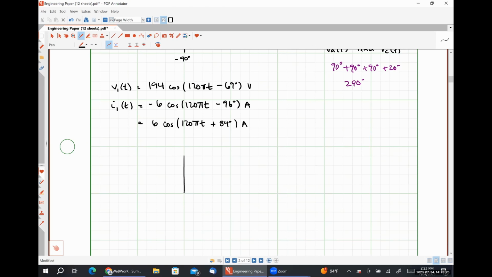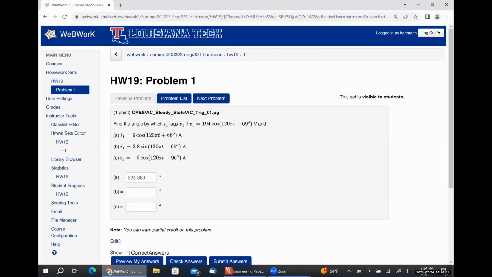So on my phase diagram, again, we have 0, 90, plus or minus 180, and -90 down here. Let's do V1 in red. That's -69 degrees, so that's going to be somewhere around here. And I1, let's do it in blue, is going to be at 84 degrees, so somewhere around here. And let's check what we're asked: find the angle by which I1 lags V1.